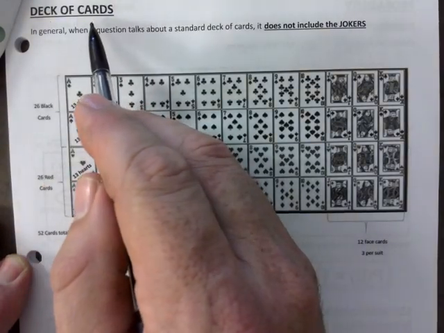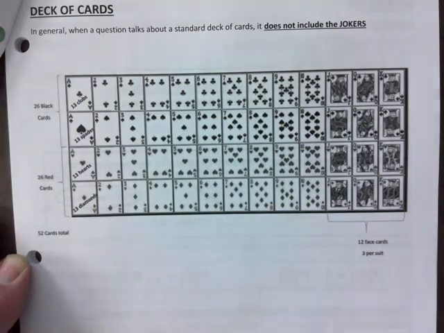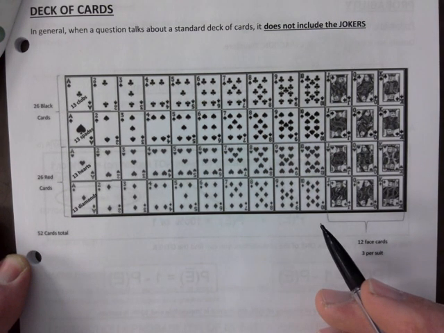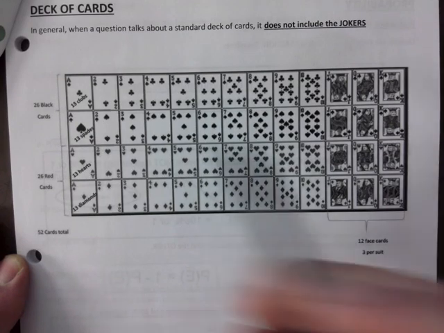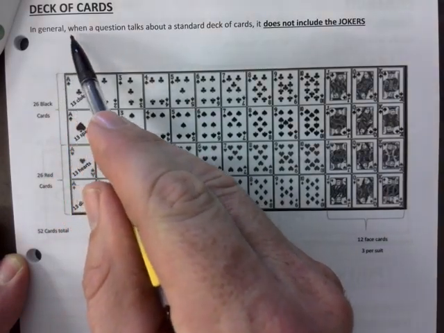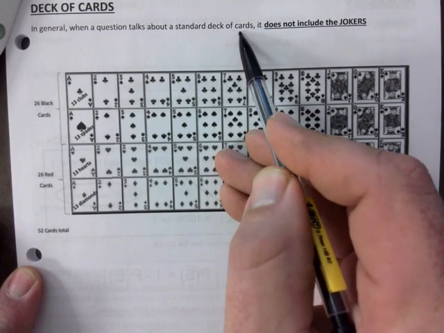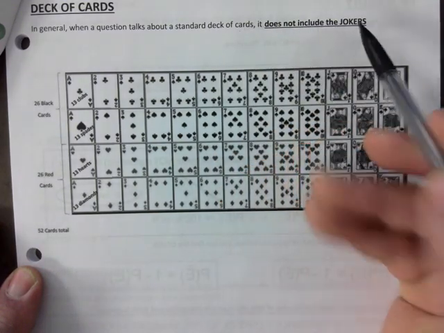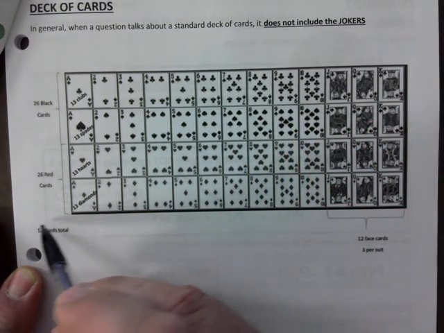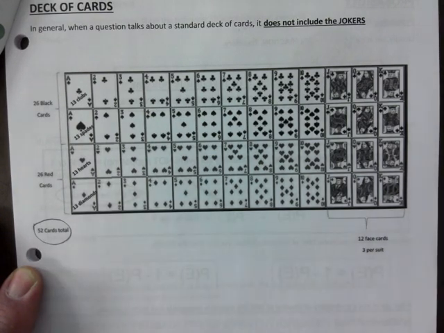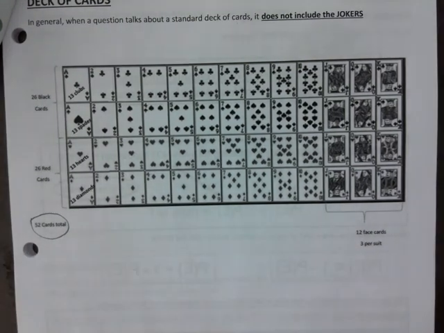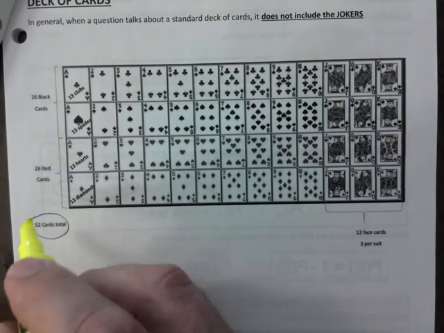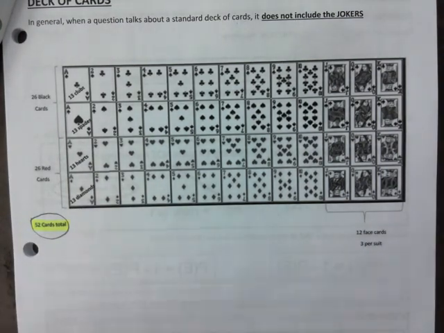Deck of cards. I used to assume students know their deck of cards, and it's not really the case. And I don't blame you, because some of you just don't play cards, right? So in general, when a question talks about a standard deck of cards, it does not include the jokers. So we have 52 cards in total. Right? So maybe highlight that, like a deck of cards has 52 cards. Why is this important? Because a lot of my probability questions will involve a deck of cards.